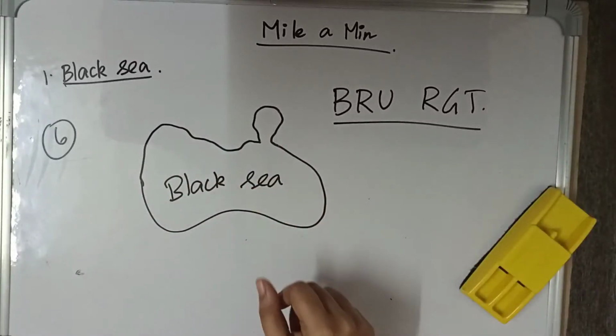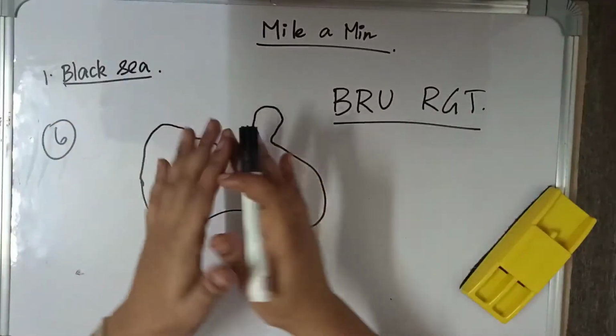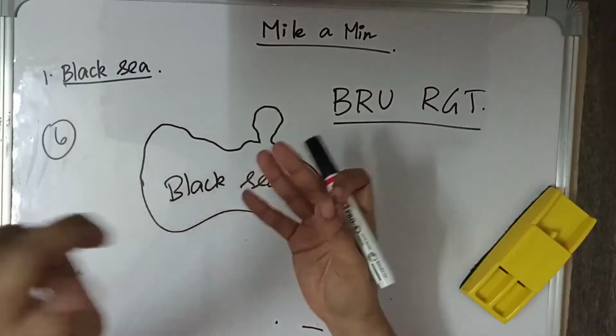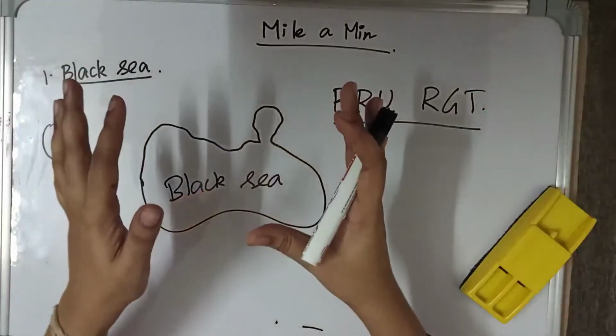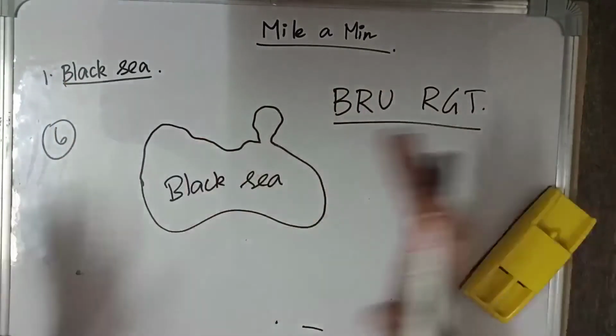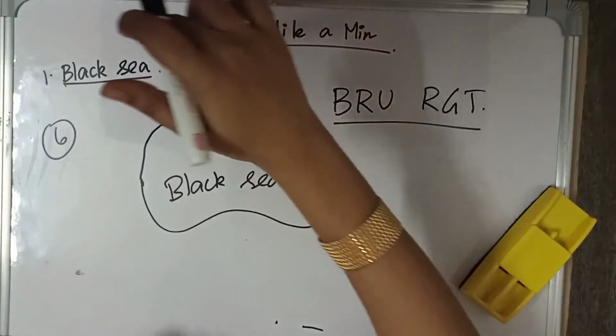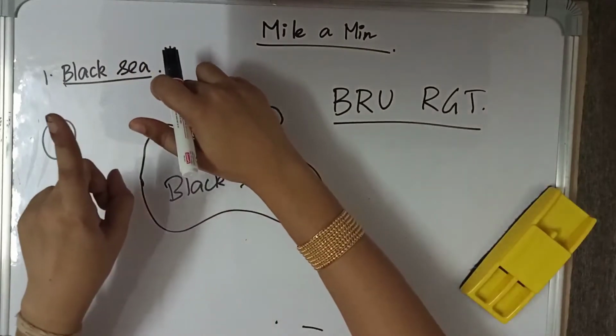Viewers, it's my Lemonade IAS Academy, and today we are going to see about countries that border Black Sea, Red Sea, Caspian Sea, Aral Sea. So we are going to see about some seas and the countries that border those seas. So first let us start with Black Sea.